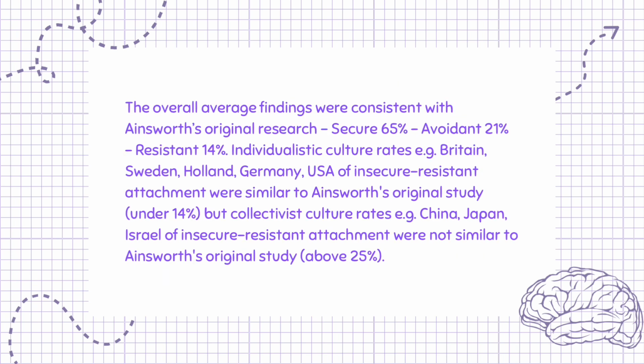The overall average findings were consistent with Ainsworth's original research: secure 65%, avoidant 21%, resistant 14%. Individualistic culture rates, e.g. Britain, Sweden, Holland, Germany, USA of insecure resistant attachment were similar to Ainsworth's original study, under 14%, but collectivist culture rates, e.g. China, Japan, Israel of insecure resistant attachment were not similar to Ainsworth's original study, above 25%.